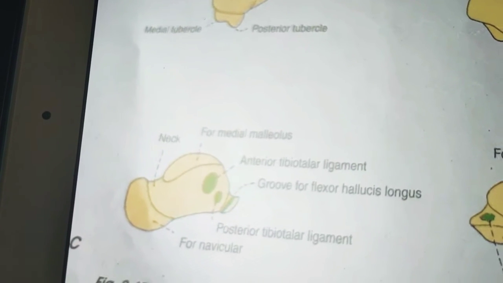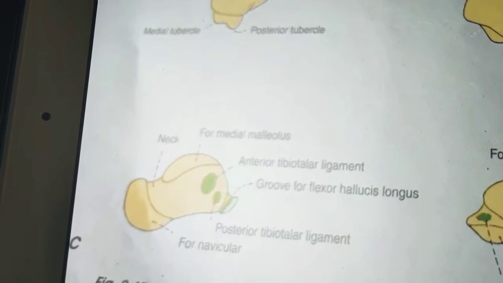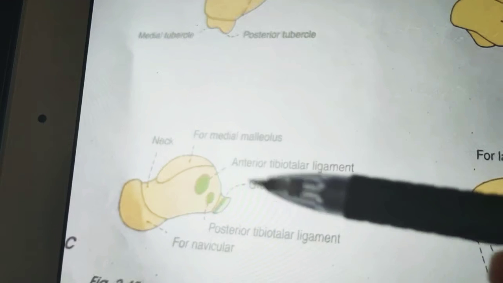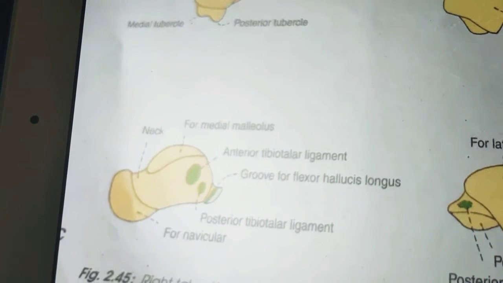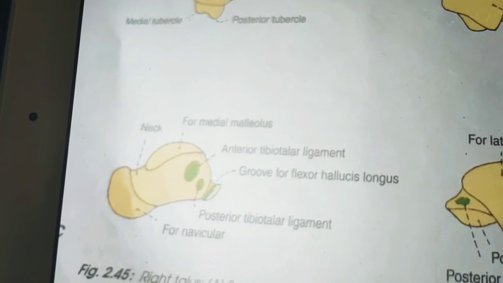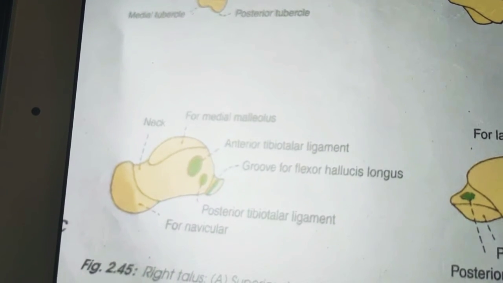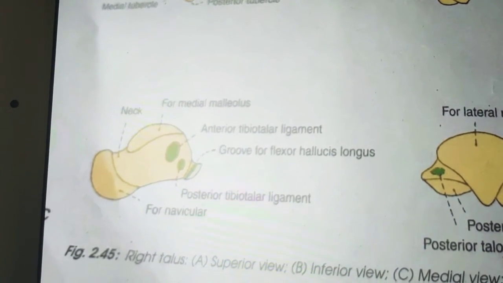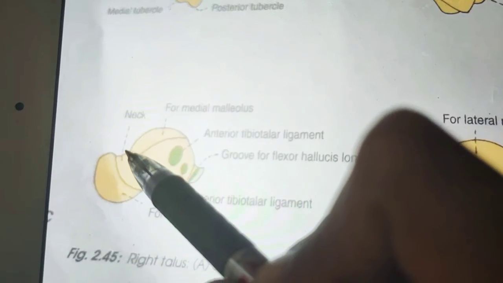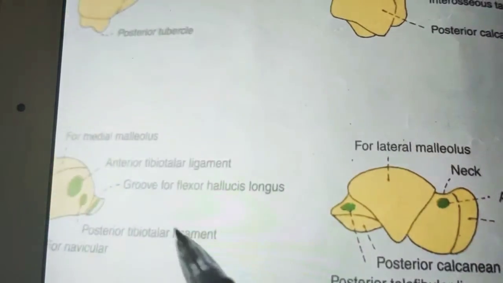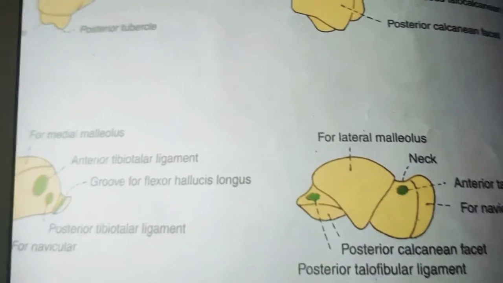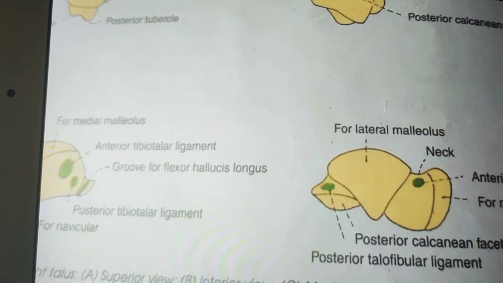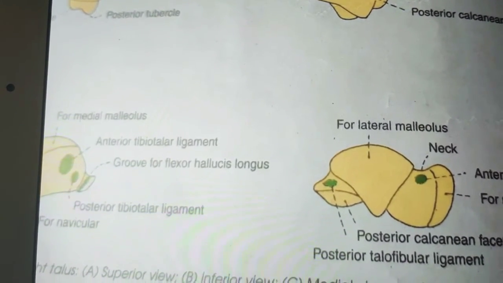Now, coming to habitual squatters, the squatting facet is commonly found on the upper and lateral part of the neck. The facet articulates mainly with the anterior margin of the lower end of the tibia during extreme dorsiflexion of the ankle. So in dorsiflexion of the ankle, there is a squatting facet present on the neck on the medial side and also on the lateral side. These facets articulate with the anterior margin of the lower end of the tibia, especially in extreme dorsiflexion of the ankle joint.